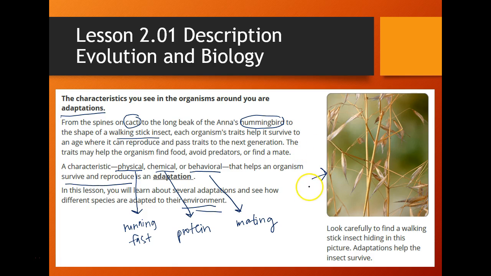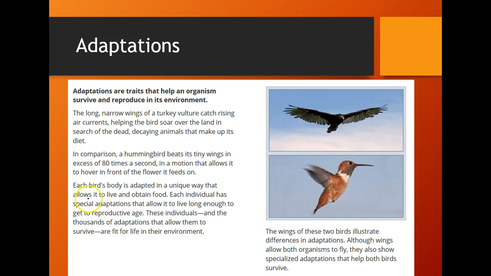So if you look at this picture right here on the right, if you look closely, you can actually see a walking stick. And obviously the adaptation for this walking stick would be that it's able to camouflage with its surroundings, meaning that it's able to hide from predators. So again, adaptations are traits that help an organism survive and reproduce, both of those things.